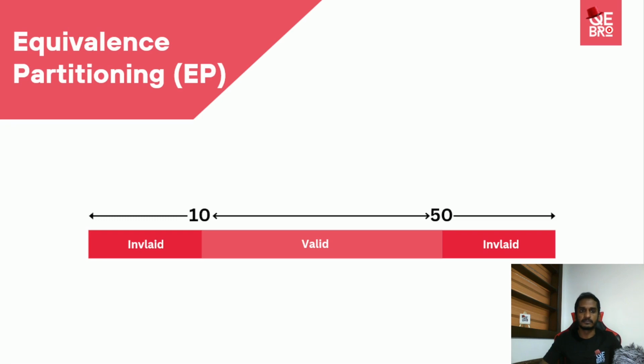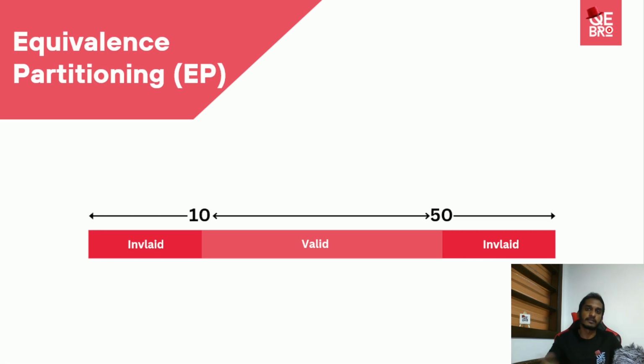It's equivalence partitioning. Before explaining equivalence partitioning, let's think about a scenario without test design techniques. You are creating a test case for this scenario: the application accepts values between 10 to 50. Any value below 10 is invalid, and any value above 50 is invalid, and the application will return an error message. If you enter any value between 10 to 50, it will accept and give the success message and do the backend work.